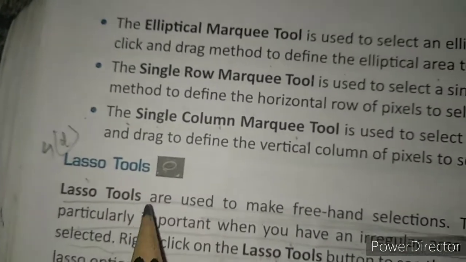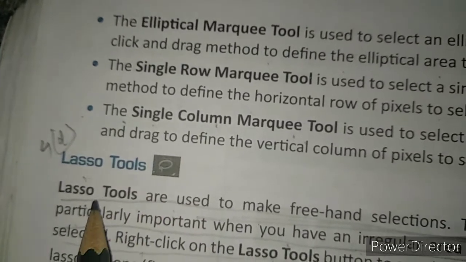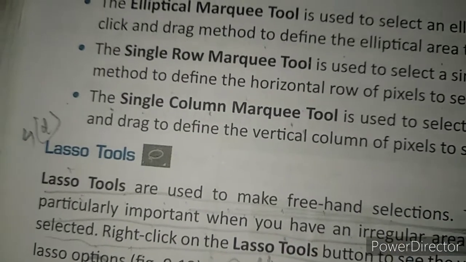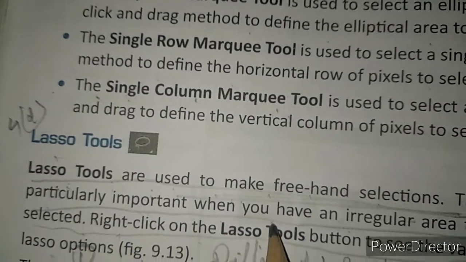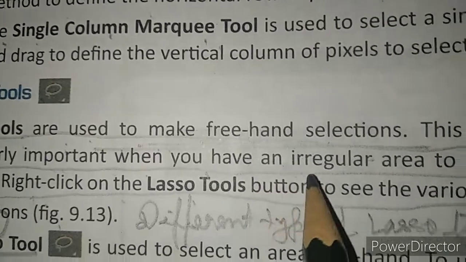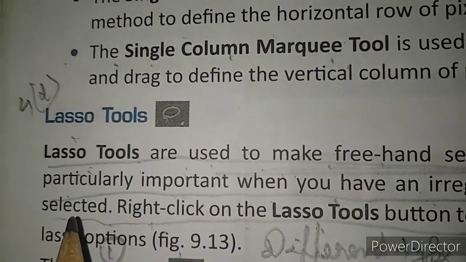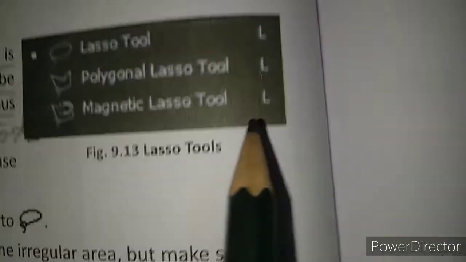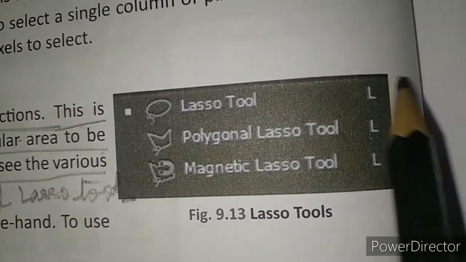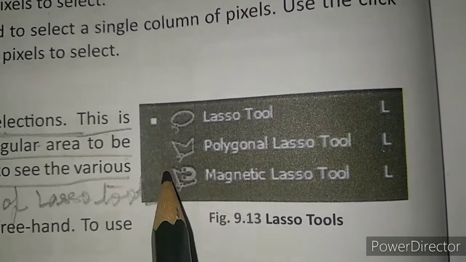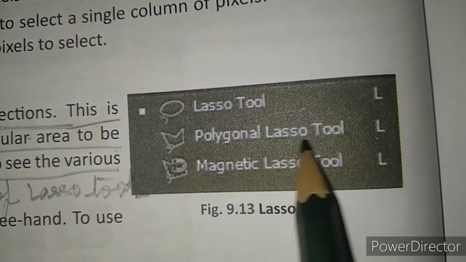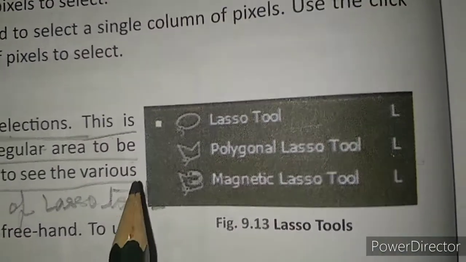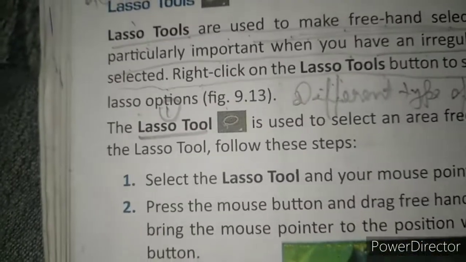So when you click on it, lasso tools are used to make freehand selections. This is particularly important when you have an irregular area to be selected. Right click on the lasso tool and you will see the options here. There are 3 types of tools: lasso tool, polygonal lasso tool, and magnetic lasso tool. Let us see what their functions are.